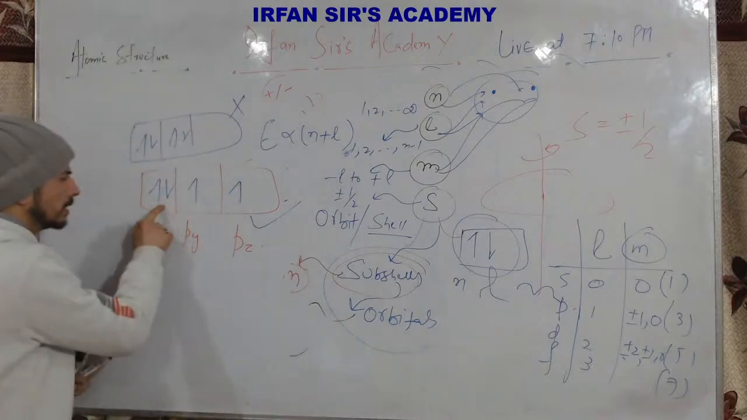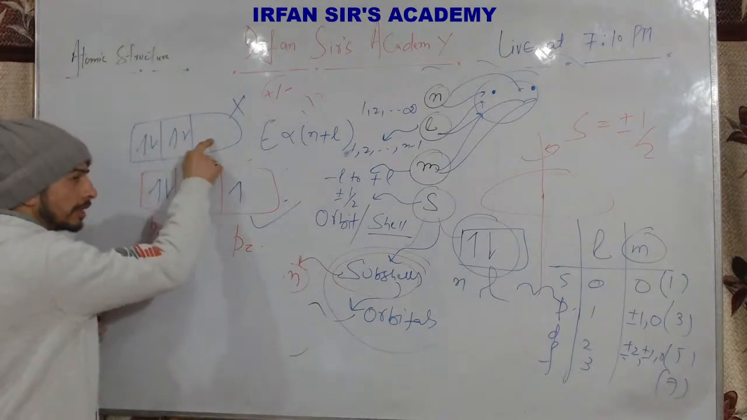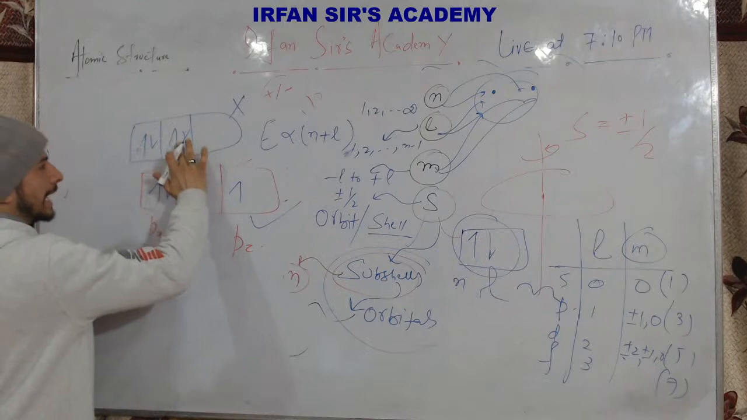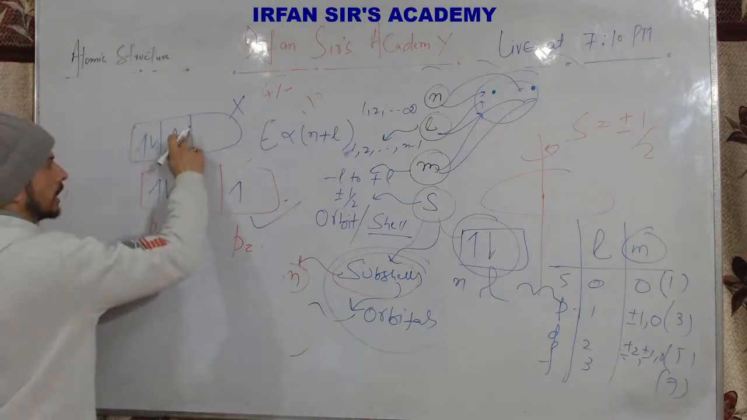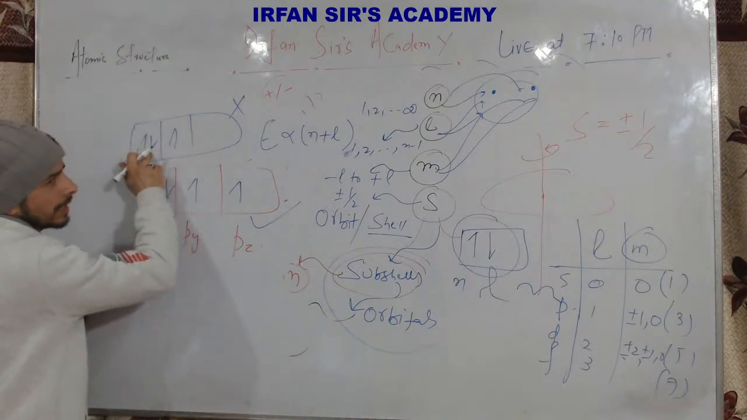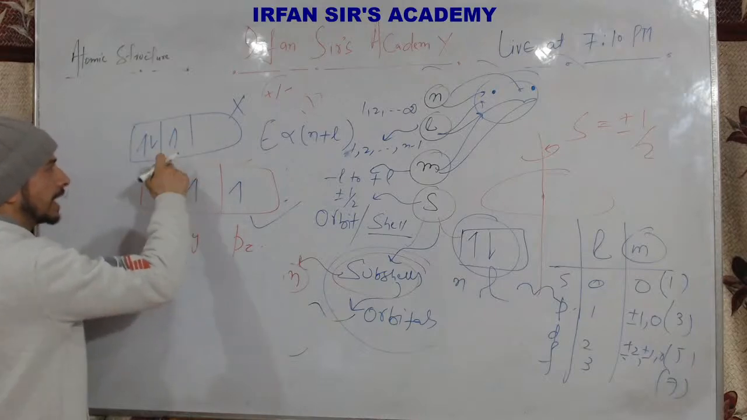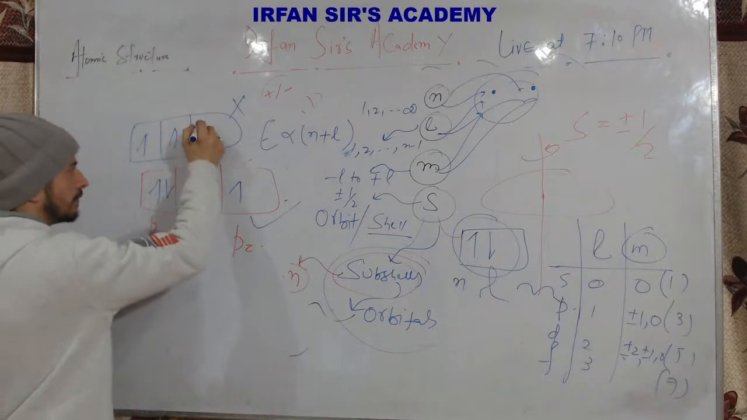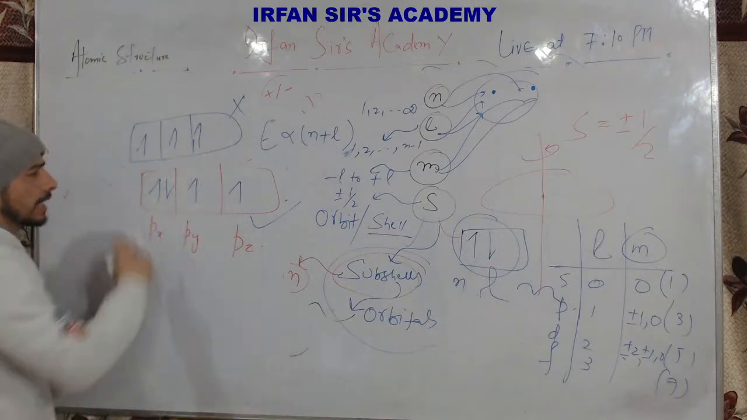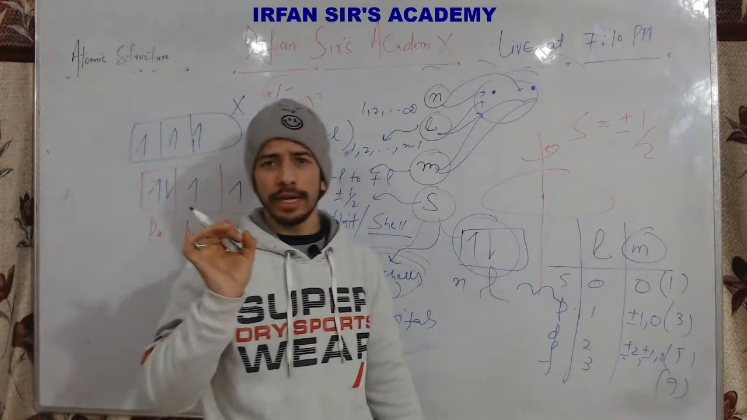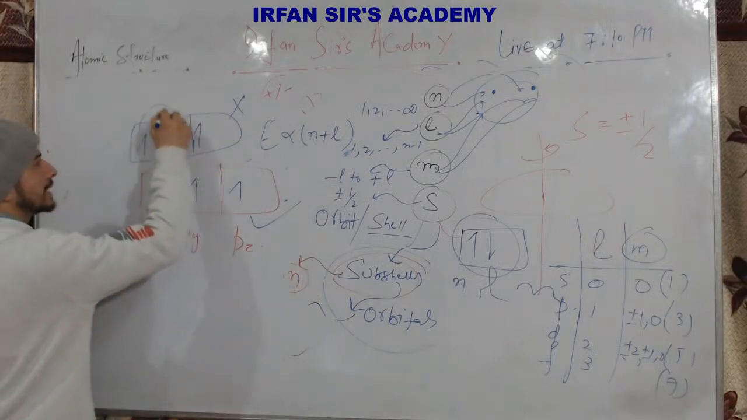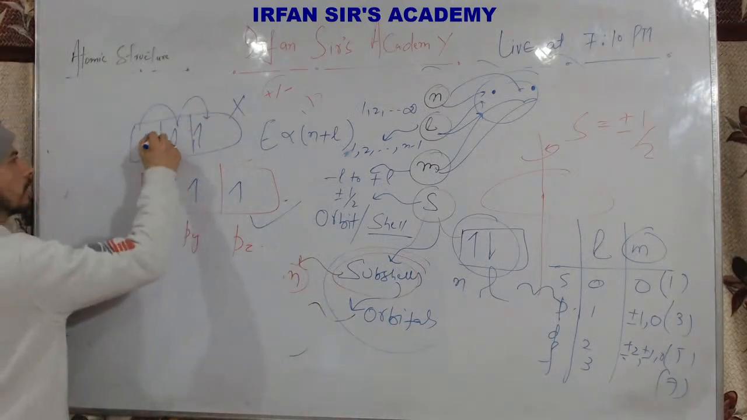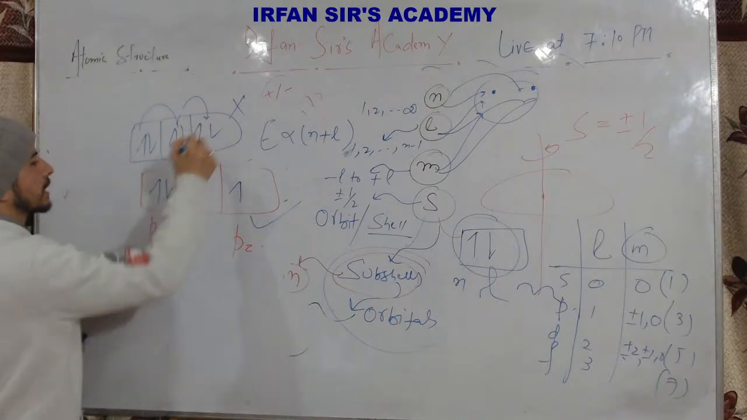This orbital will tell you that if you are filling electrons in this orbital singly first, then I, being similar to these orbitals, should also be filled singly first. It means orbitals are filled singly first, then pairing of electrons takes place. Then you will pair the electrons.